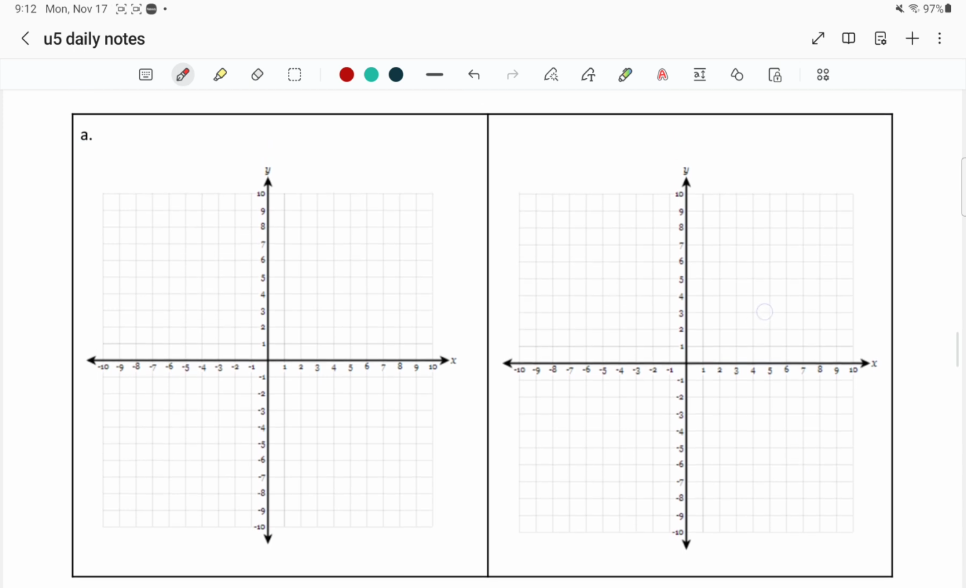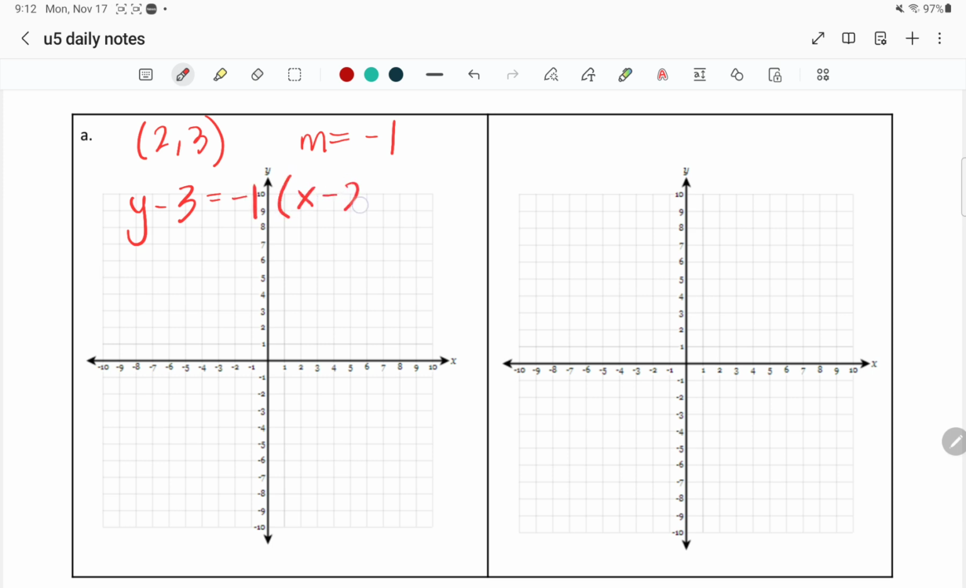Ooh, let's try it again. So, let's see. Let's do the point 2, 3. And we're going to do the slope of negative 1. So, first I'm going to write my equation. Y minus my y value, which is 3, equals my slope, parenthesis, x minus my x value. I went fast, but if you follow what we did in the last example, you're going to be doing it that fast too on your homework, I promise.